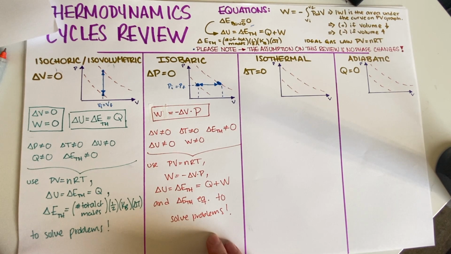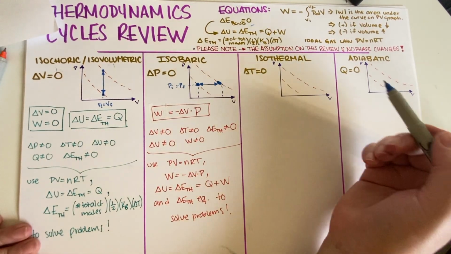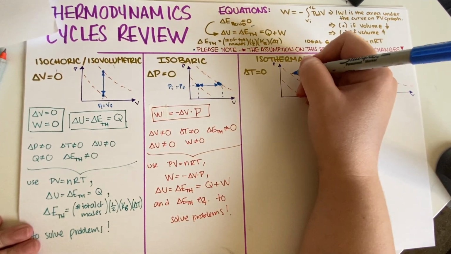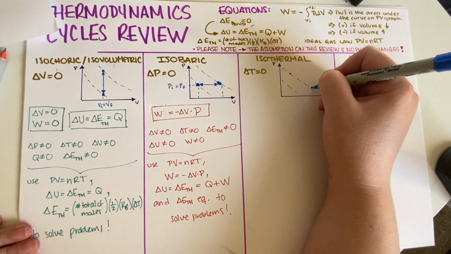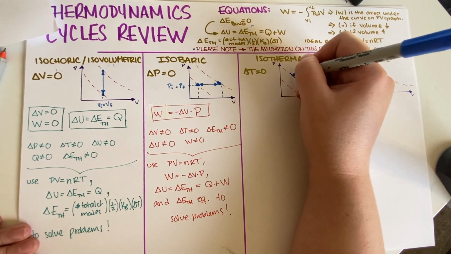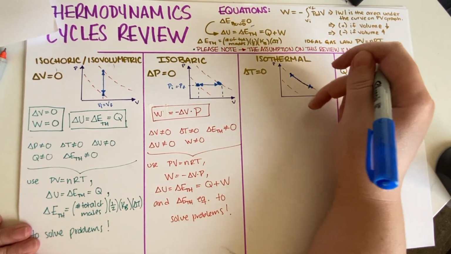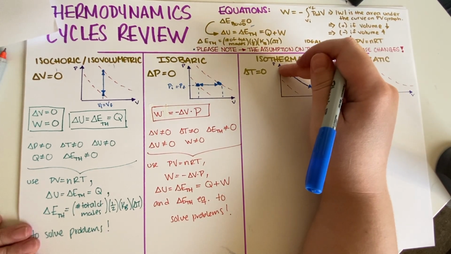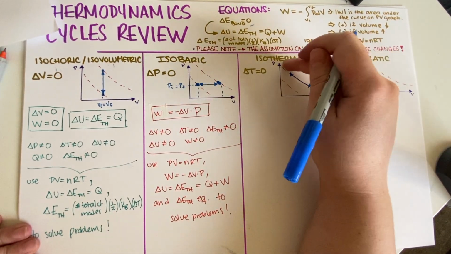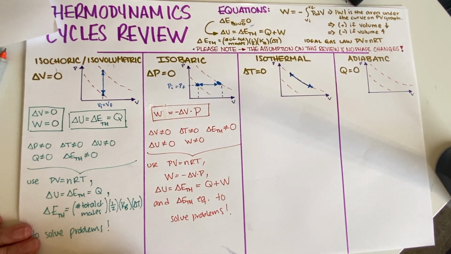Now the third type of process that we have, it's my favorite, is the isothermal process. Isothermal means that the change in temperature is equal to 0, which means that basically the entire process happens within the same isotherm. So you can go up and down. You pick an isotherm, which means that across the dashed lines the temperature is the same, and then you move up or down the isotherm itself.